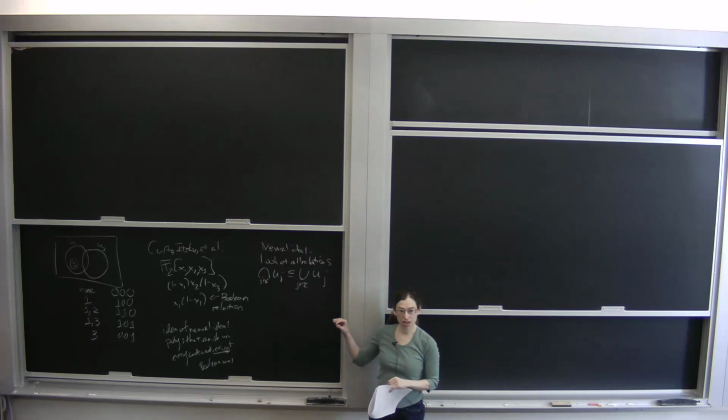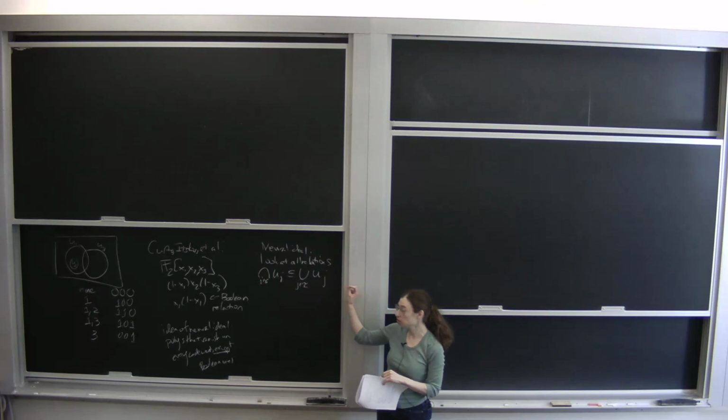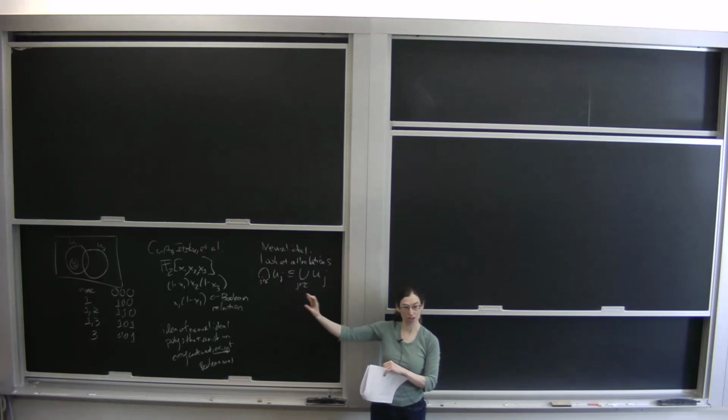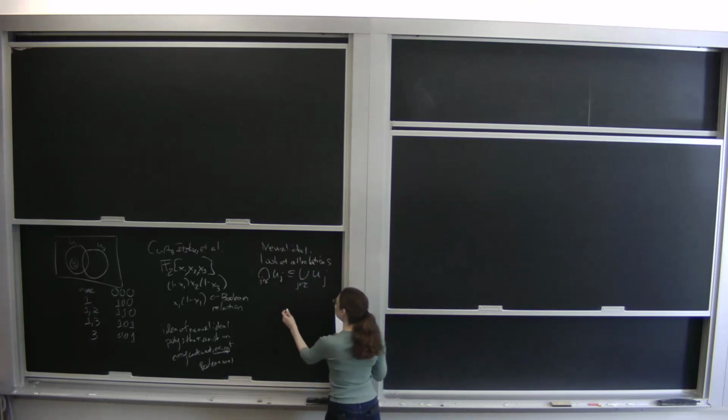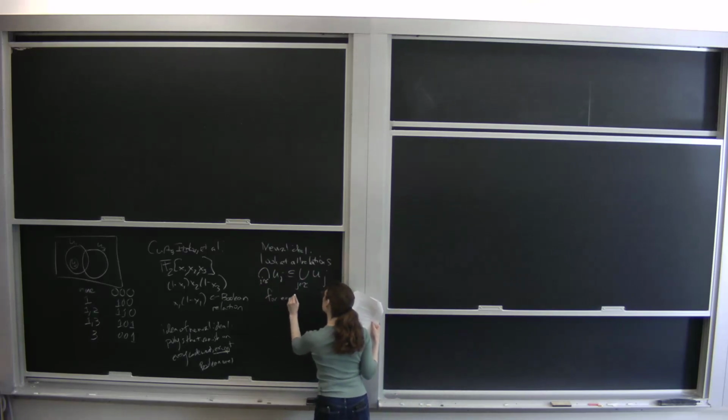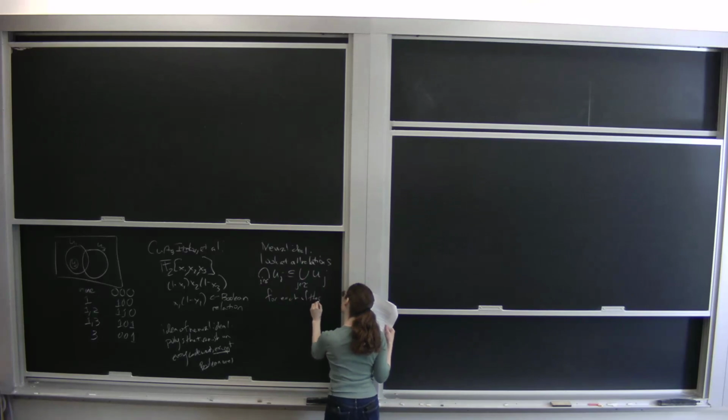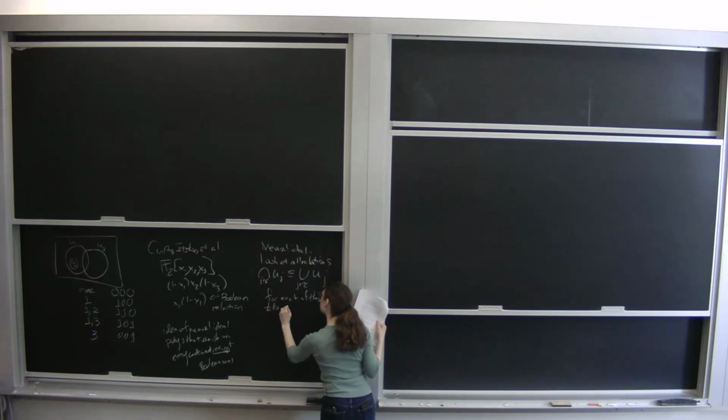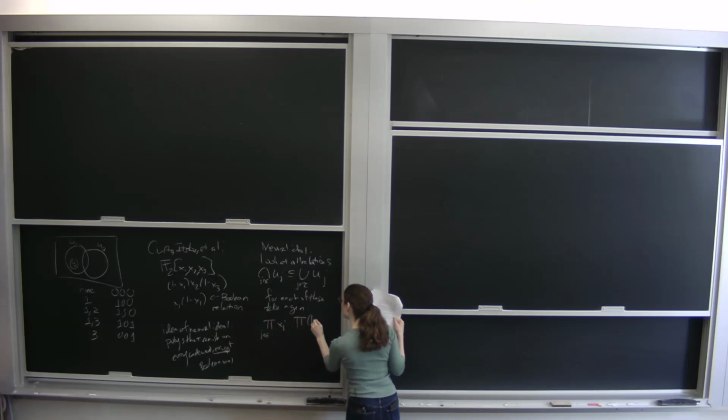So any relation that says some intersection of U_i's is contained in some union of U_j's. I'm going to finish the definition and then we'll immediately go back to the example. For each of these, take a generator, and we're going to take a product of x_i's times a product of 1 minus x_j's.